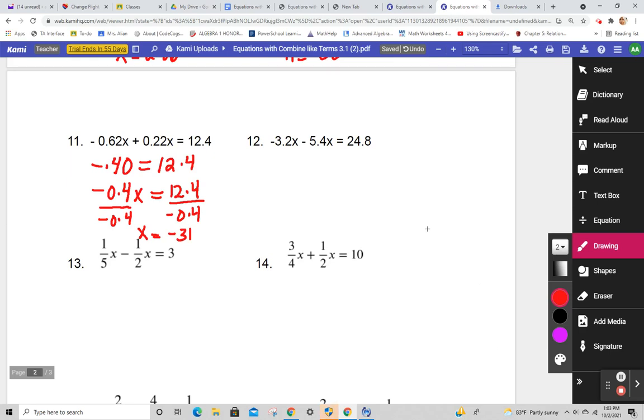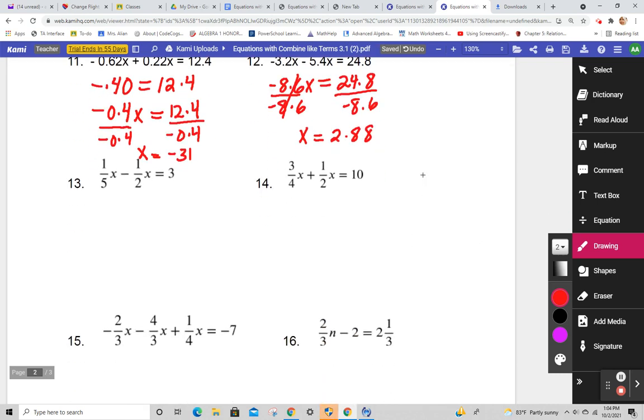Negative 3.2x minus 5.4x, these are like terms, we can combine them to get negative 8.6x equals 24.8. We'll divide both sides by negative 8.6. And we're going to round to the nearest hundredths here, and we should get 2.88.